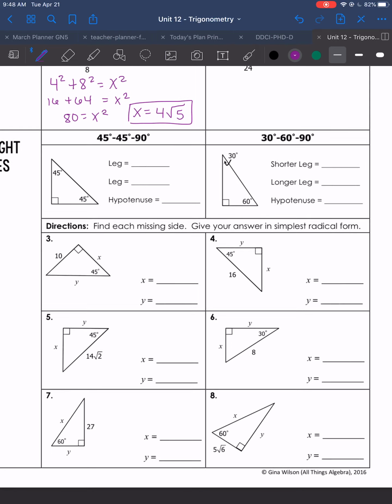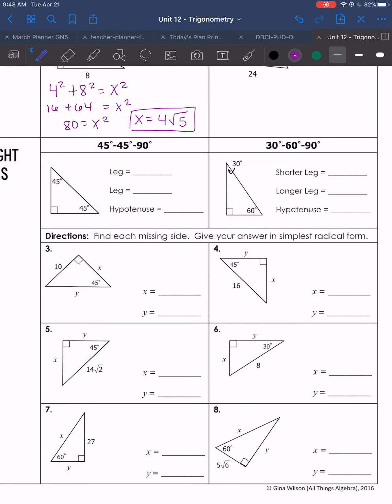Alright, then we have special right triangles. So we have a 45, 45, 90 triangle and a 30, 60, 90 triangle. So on a 45, 45, 90 triangle, these legs are the same. So they're both x. And then your hypotenuse is, whatever length x is, you take it and multiply it by the square root of 2.